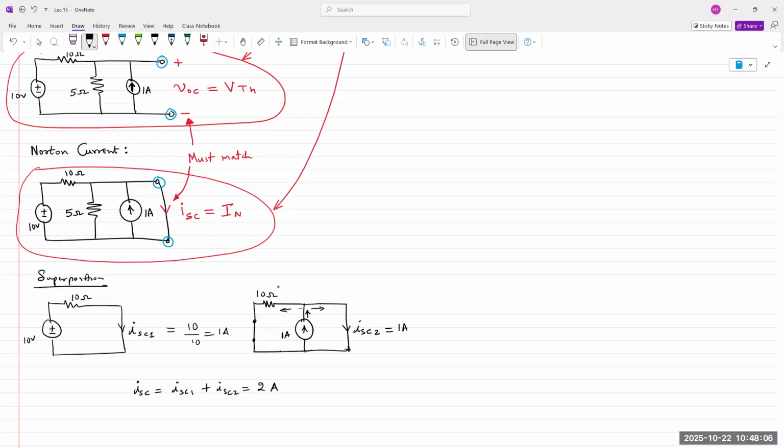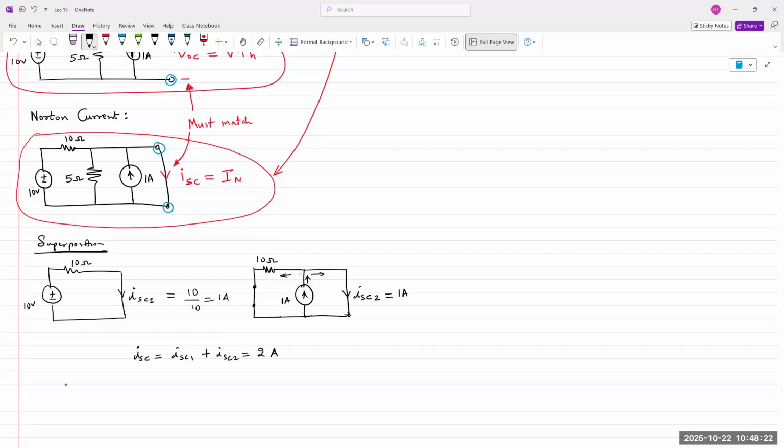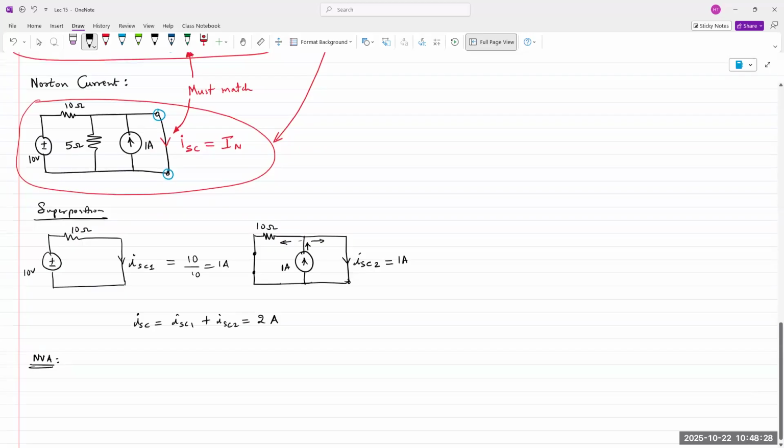Yes, at the top and at the bottom. Yeah. So if you said that as a reference, the answer would be 0. That is correct. So let's take a look at it. If I solve this using node voltage analysis, it's very interesting.